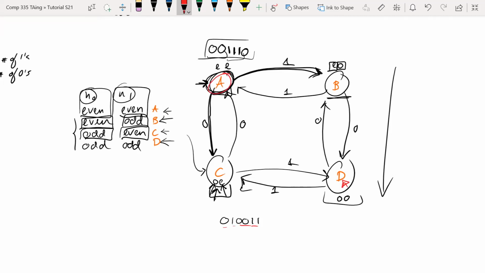So I start at A, I read a 0, so I go here. Then I read a 1, so I go here. Then I read a 0, so I go here. I read another 0, so I go here. I read a 1, so I go here. And I read another 1, so I go here. And indeed, I'm back at D. So it does look like this DFA accounts for this kind of language.